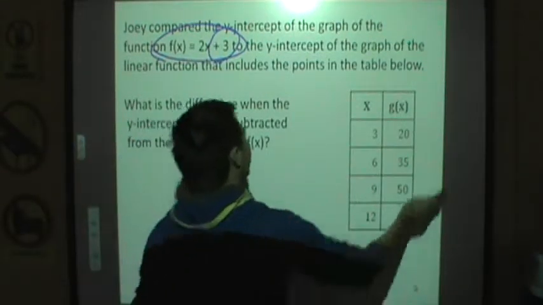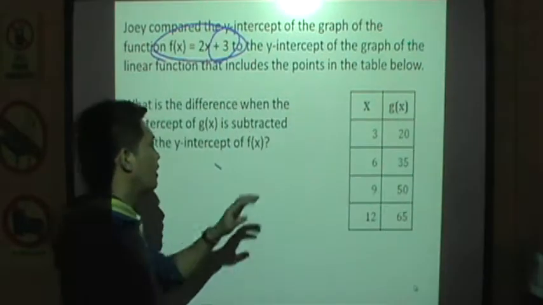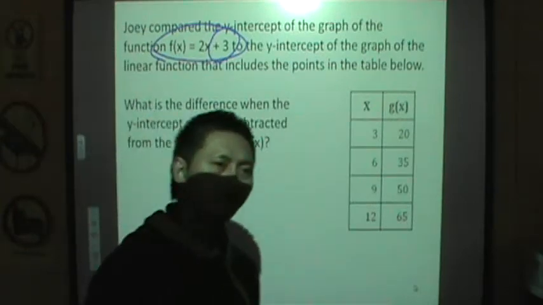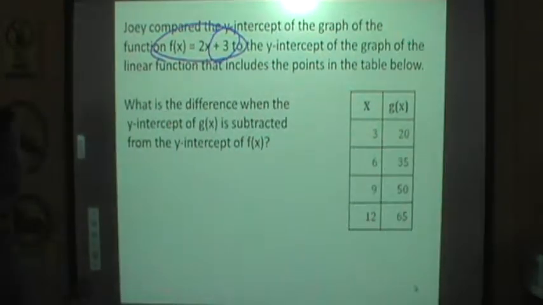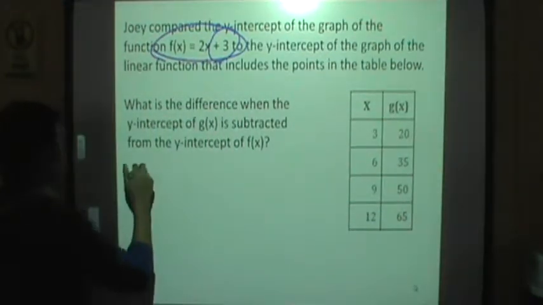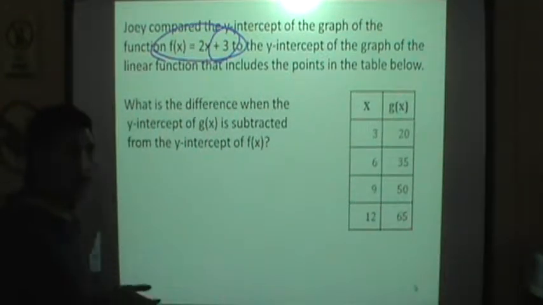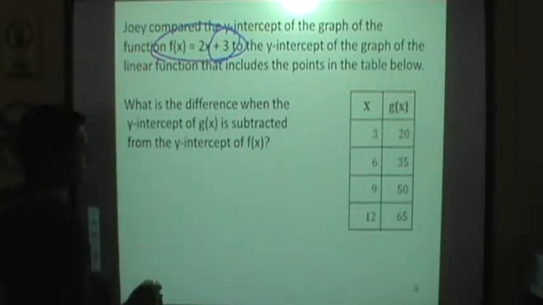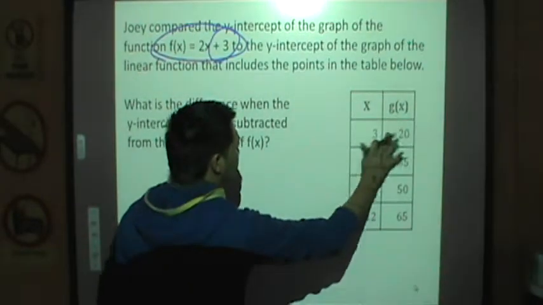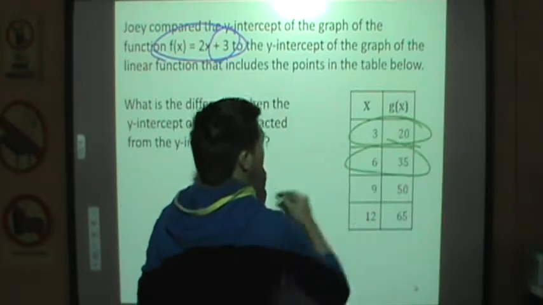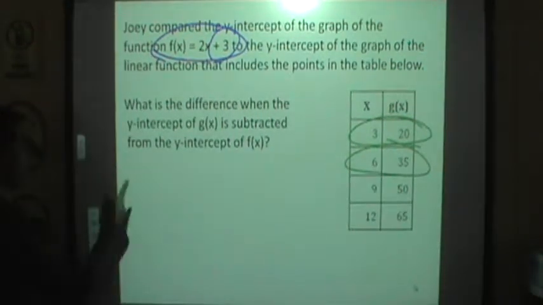But how about this table? How will you find the y-intercept of this table? It's probably not that complicated, as long as you know how to find the slope in the equation, and then you should be fine. So here we go. First we must know the slope, and I'm using the first two ordered pairs because I think it's easier for me.